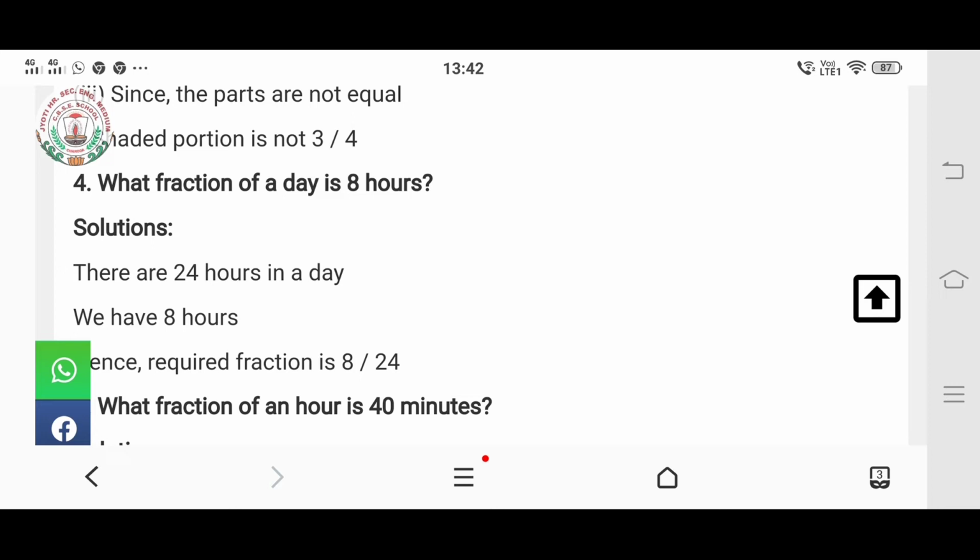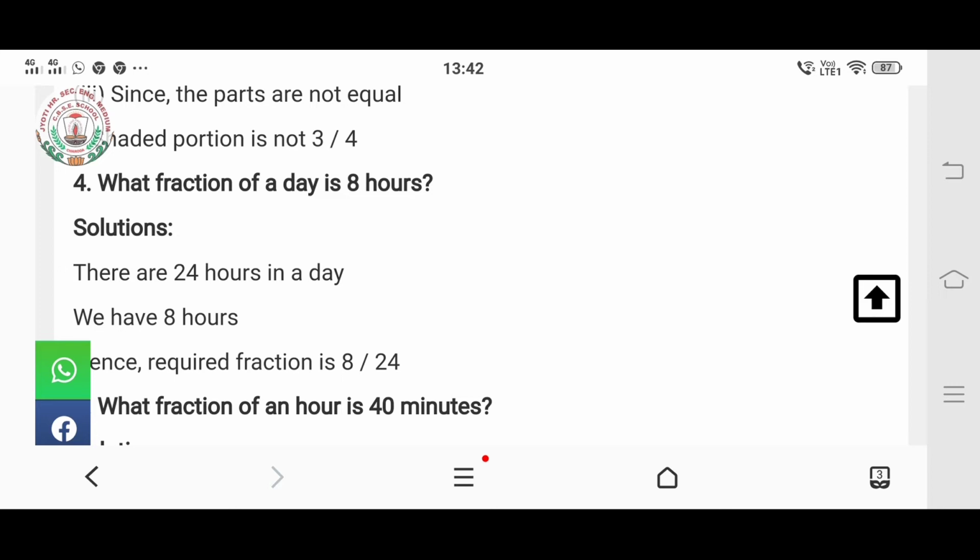What fraction of an hour is 40 minutes? Now, just like the fourth question, where you have seen a day is equal to 24 hours, here an hour is given. So, an hour is equal to how many minutes? That is 60 minutes. Out of that 60 minutes, how many minutes are asked in the question? 40 minutes. So 40 out of total 60 means 40 by 60 is the fraction. You can convert that into simplest form.